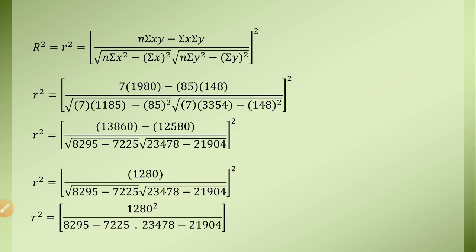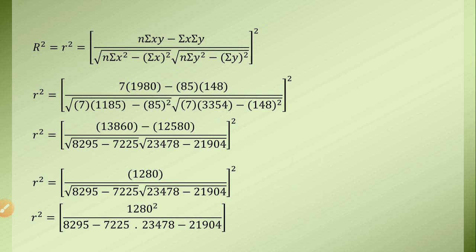So again, as I told you, I assume you are writing n is 7, sigma xy is 1980, sigma x is 85, sigma y is 148. Root n is 7, sigma x square is 1185 minus sigma x whole square, so 85 square, and then n sigma y square, it's 7 into 3354 minus sigma y whole square, 148 square. So 7 into 1980 is 13860 minus 85 into 148, 12580, upon root. So if you solve, it's 8295 minus 7225, 23478 minus 21904.